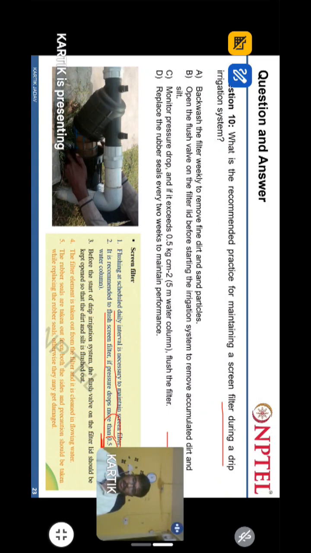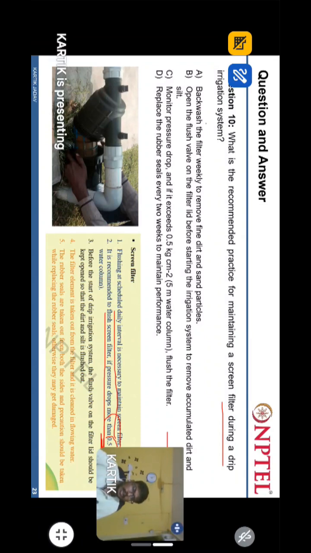Before the start of the drip irrigation system, the flush valve on the filter lid should be kept open so that dirt and silt is flushed out. Okay. So we need to open the flush valve on the filter lid, as you can see here, to remove the dirt and silt. And the filter element is taken out from the filter. That we need to follow as a general procedure in each one.